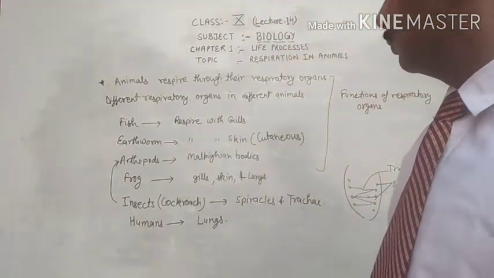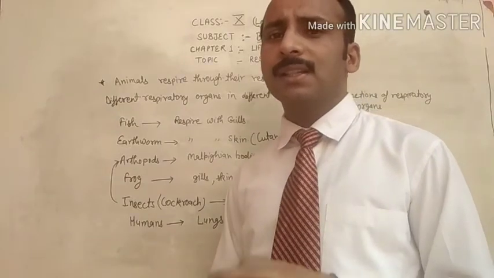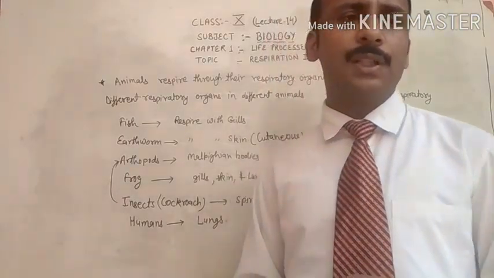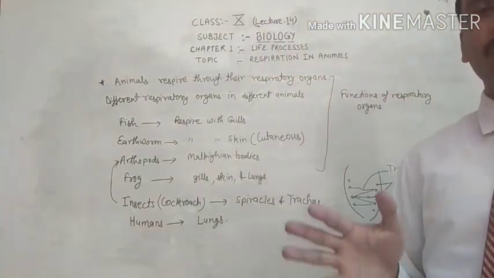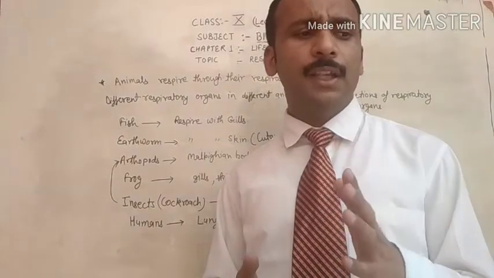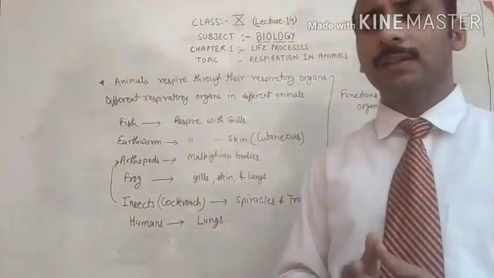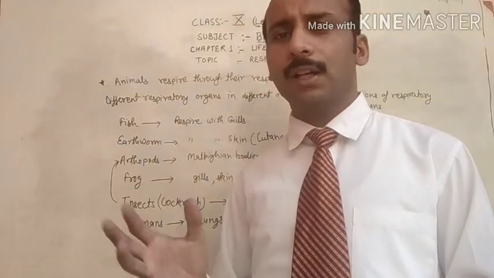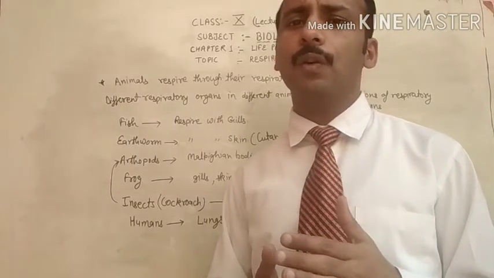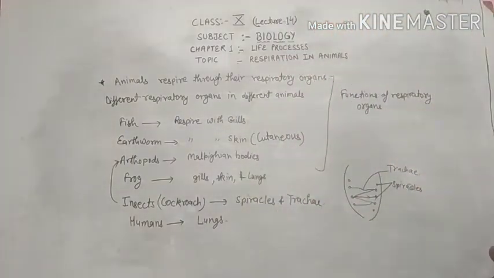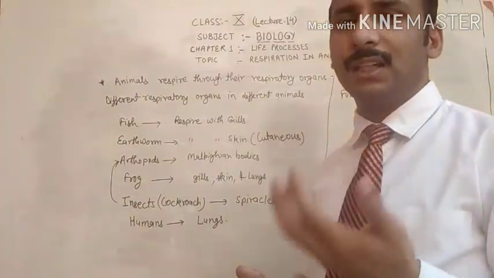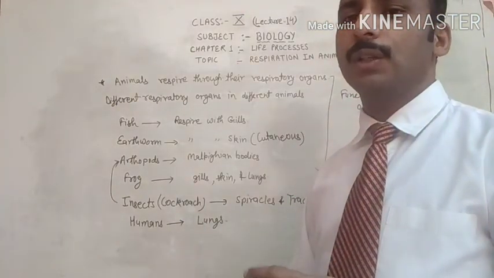One more thing I would like to tell you is that in aquatic animals the breathing rate, or respiration rate, is faster than in land animals, because animals which live on land have a sufficient amount of oxygen in their surroundings. But aquatic animals have to take the dissolved oxygen from the water, so they have a higher breathing rate.